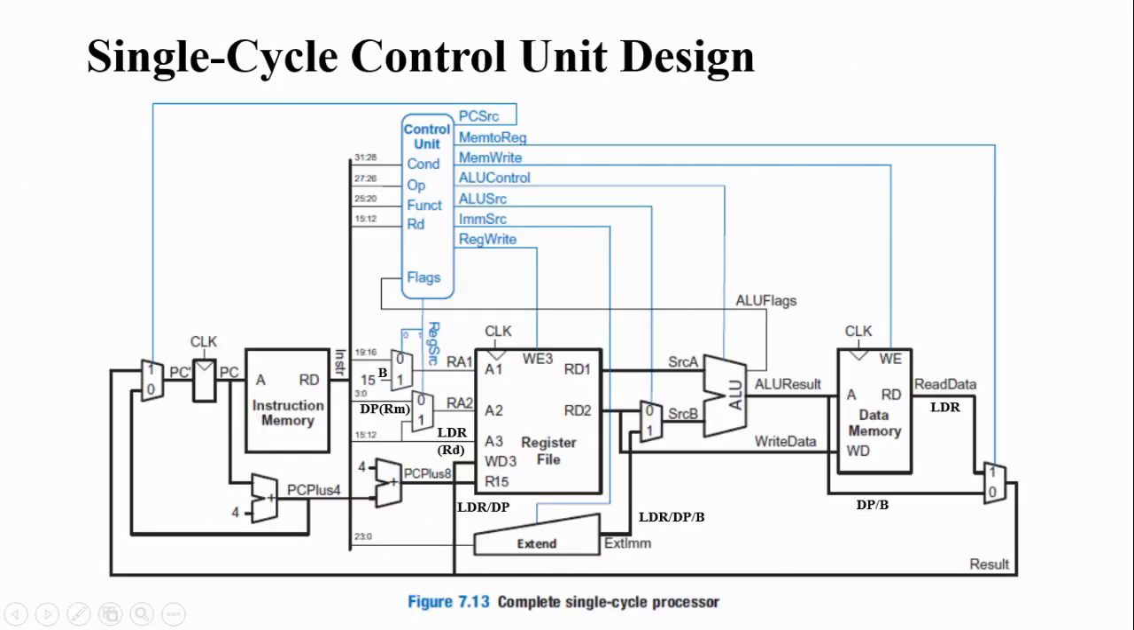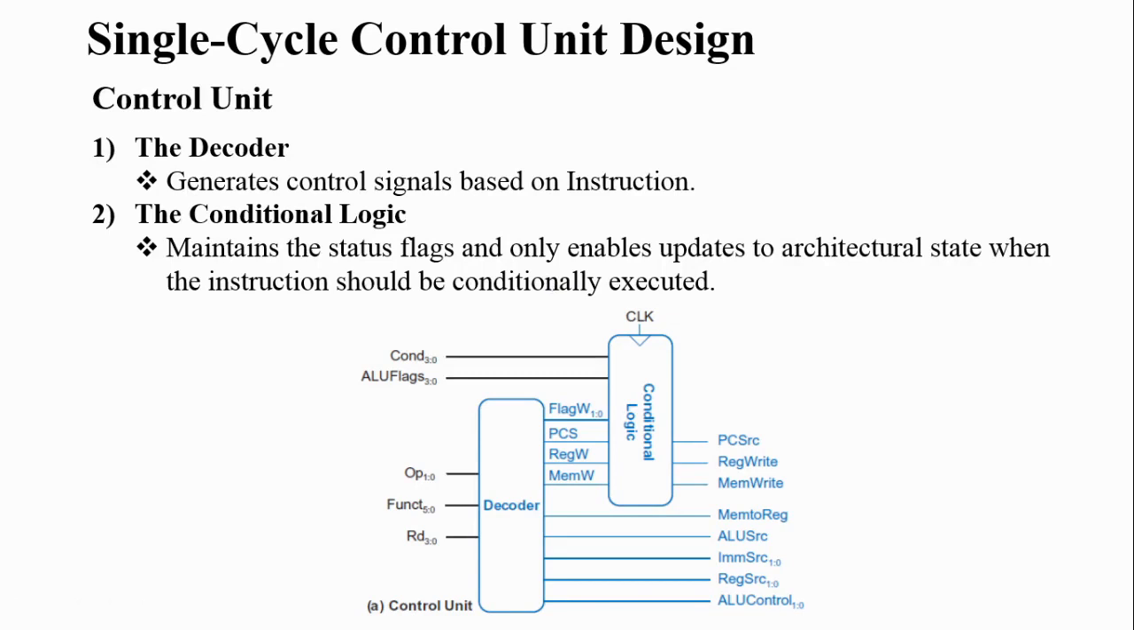So this is a complete block diagram of a single cycle processor control unit. All these blocks we have already seen. Whatever is shown in the blue color is the control unit with the corresponding control signals. The control unit is basically divided into two parts. The first one is known as a decoder. The second one is known as the condition logic. So what does a decoder do? Decoder will generate control signals based on the instruction.